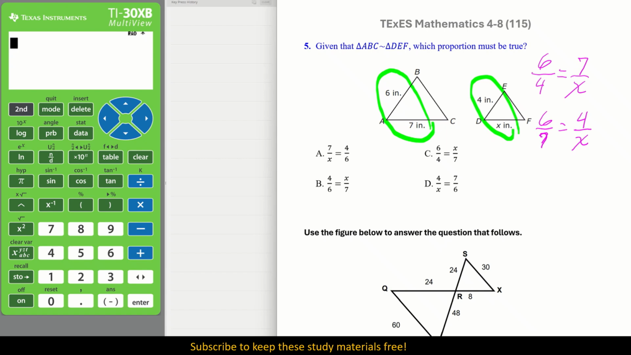But where I have green, that is one side to the next side, so that'd be one of the sides over the other side. Then when we go to the smaller triangle, we have to make sure we're saying the corresponding side of the prior triangle over the other corresponding side. So we have to keep it all together.